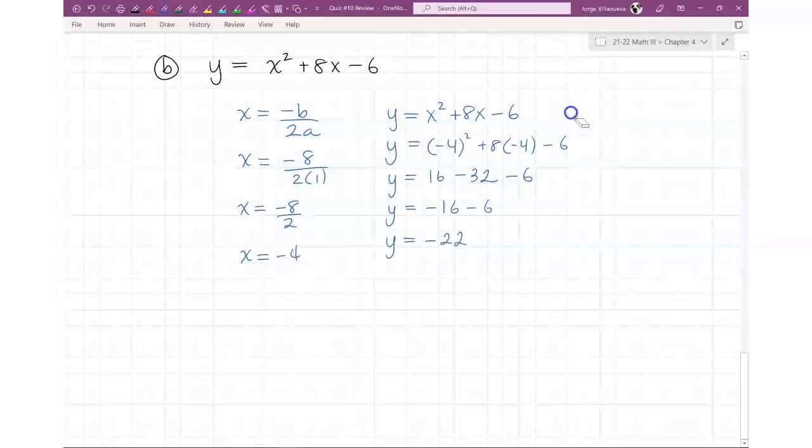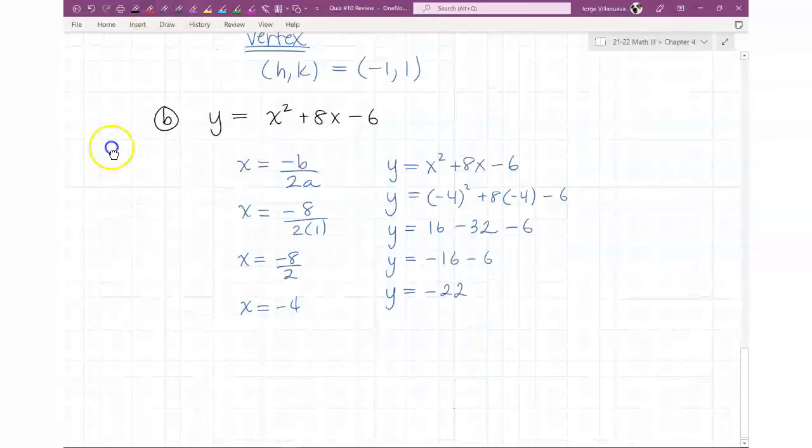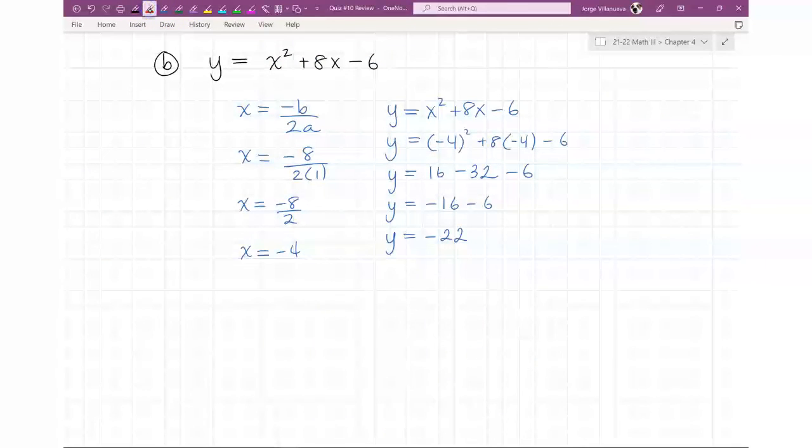So all right, we got -22. So they want us to write our vertex. That's what I was doing, right? So here you go. Your vertex. Thank you for your help, guys. Vertex is -4, -22. Okay? So, awesome. So we have that.